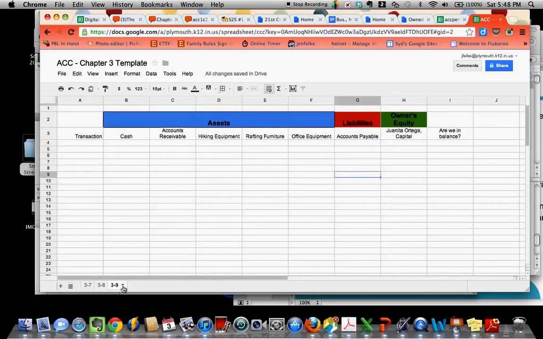3.8 and 3.9, and I have them pretty much set up for you. Hopefully you are familiar with spreadsheets. If not, you're going to learn that skill in this class. What we're really doing is digitizing the working papers. This is definitely not computerized accounting. We're not using accounting software.